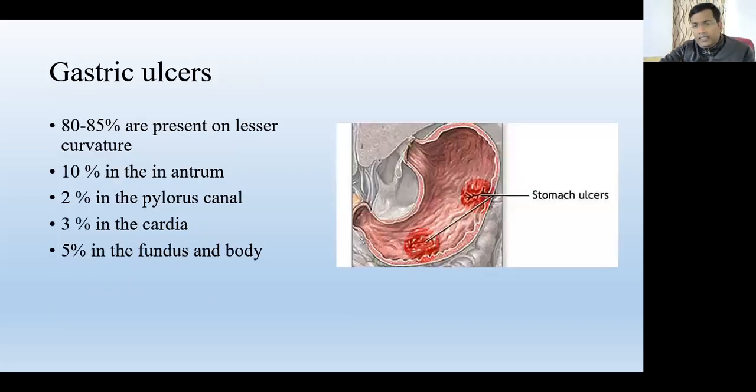Now we discuss the gastric ulcer. The common site of the gastric ulcer, we all know, is the lesser curvature, while it may be present in the greater curvature, the body and the antrum also. But the most common site is the lesser curvature at 80 to 85%, 10% the antrum, 2% pylorus, 3% the cardia side, and 5% the fundus and body.